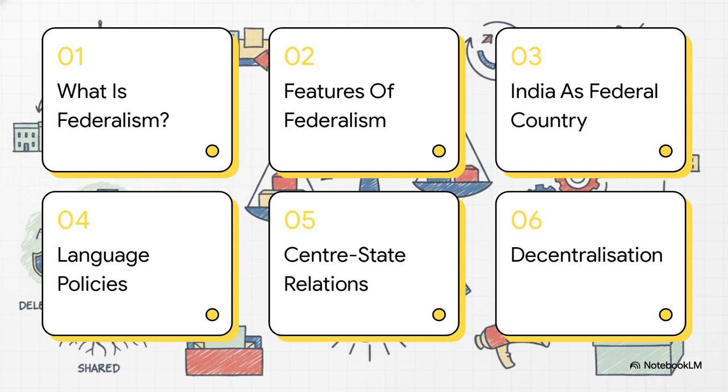We've got a beautifully structured journey for you today. We'll quickly cover what federalism actually is, its 7 key features, how India operates as a federal country, linguistic and language policies, the evolving center-state relations, and we'll wrap up with decentralization and the Panchayati Raj.